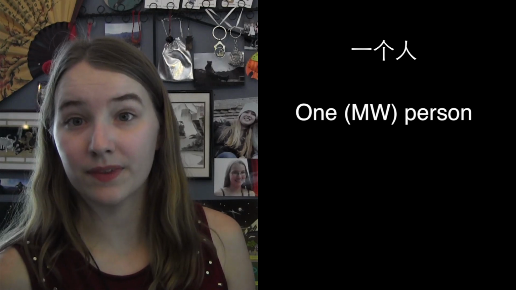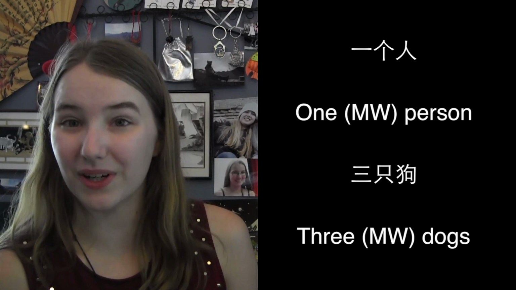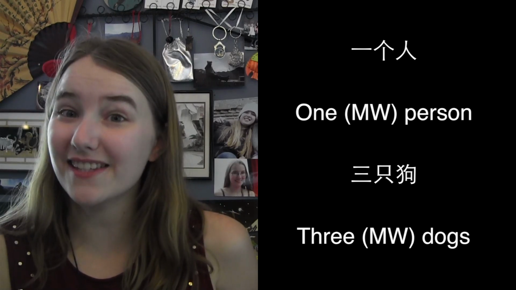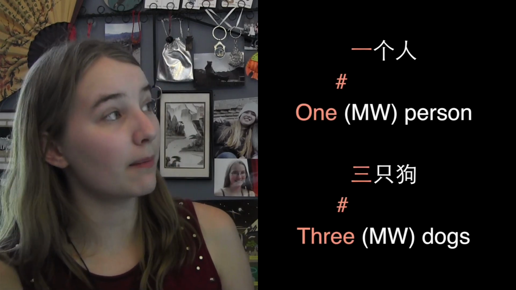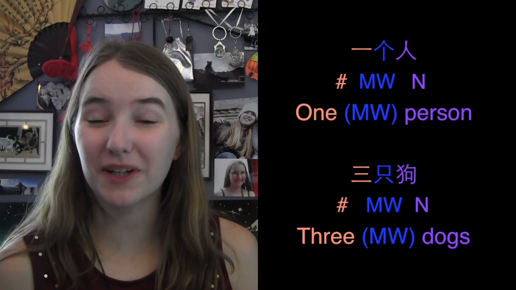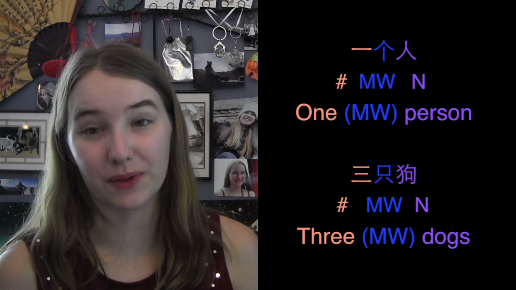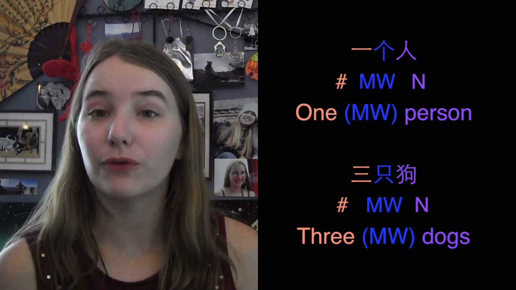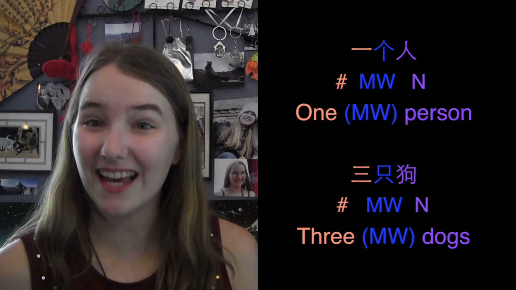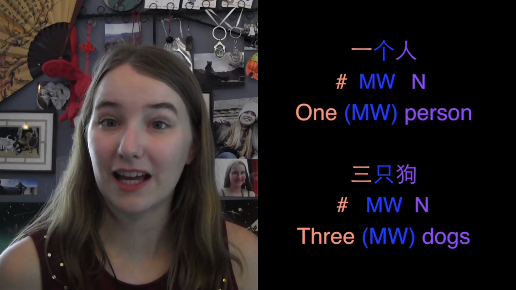For instance, we could say 一个人, which means one person. And we could also say 三只狗, which means 3 dogs. In both cases, we can see it goes number, measure word, noun. The measure word in the first example is 个, which is the most commonly used measure word, and it's often used for people. The measure word in the second example is 只, which is often used for domesticated animals.